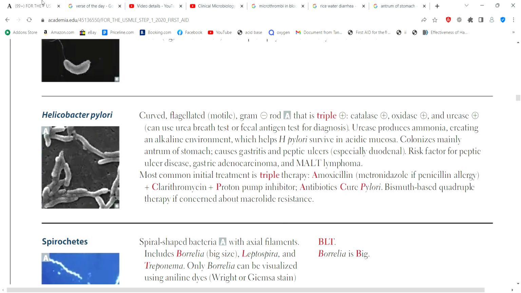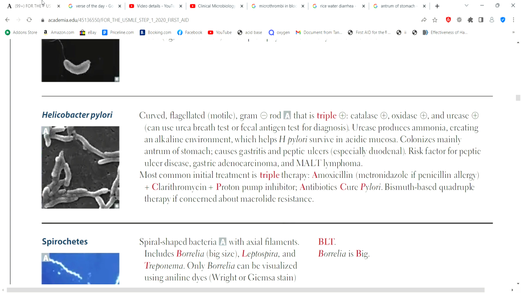What are the macrolides? The macrolides are erythromycin, any kind of mycin. Right? Clarithromycin. Macrolides are erythromycin, azithromycin, clarithromycin. So yeah, if there's macrolide resistance, because we have to give clarithromycin, you give bismuth. Okay. All right. Bismuth-based quadruple therapy if there is macrolide resistance.